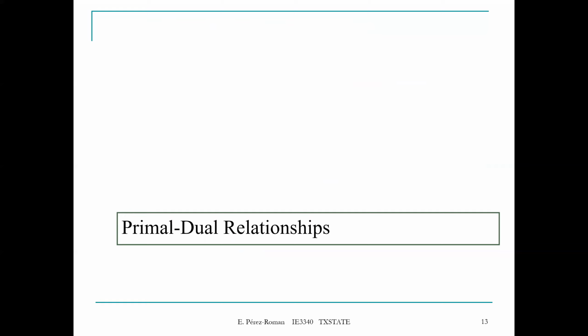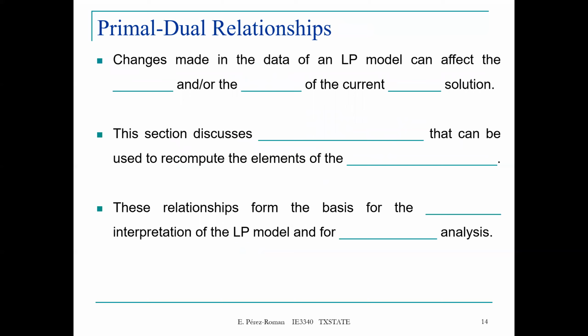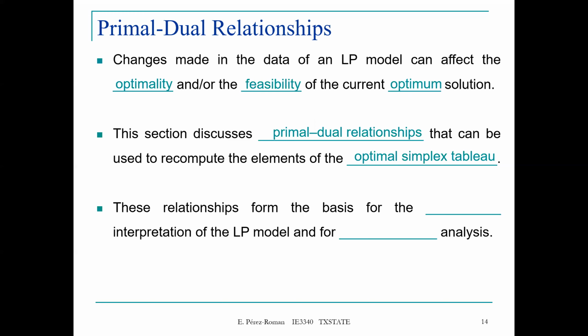Okay, so let's talk about some of the primal dual relationships. Changes made in the data of a linear programming model can affect the optimality and/or the feasibility of the current optimal solution. This section discusses primal dual relationships that can be used to recompute the elements of the optimal simplex tableau. These relationships form the basis for the economic interpretation of the linear programming model and for post-optimality analysis.